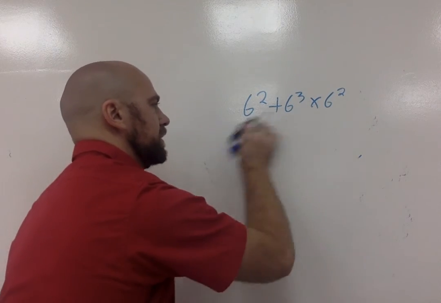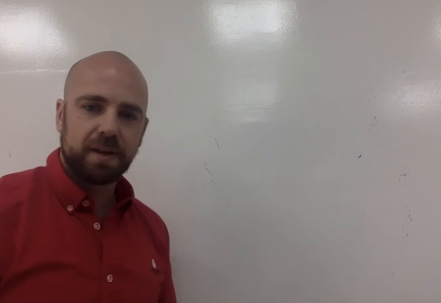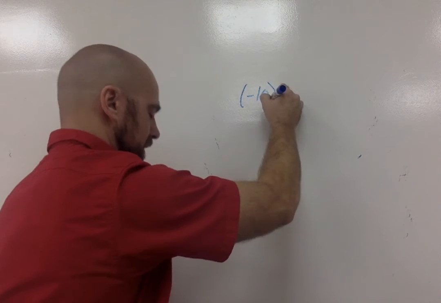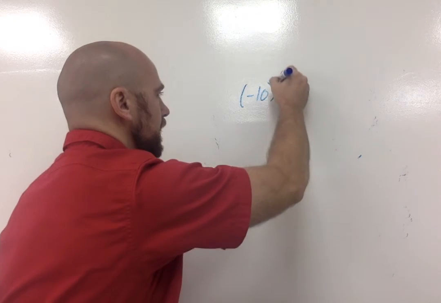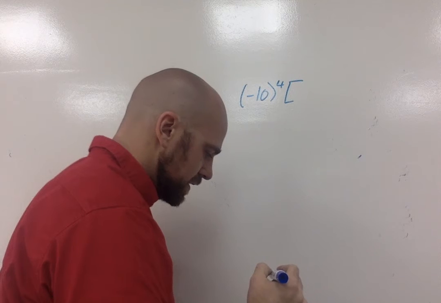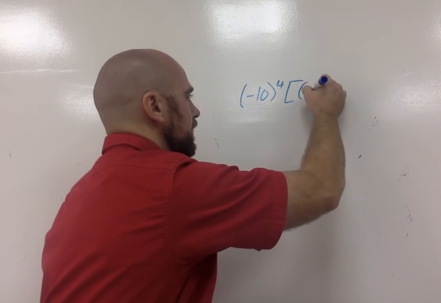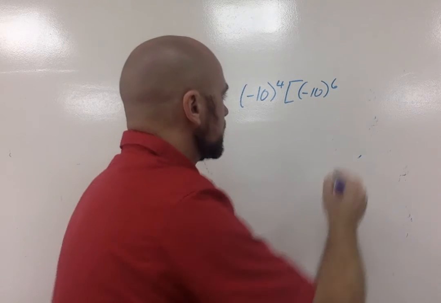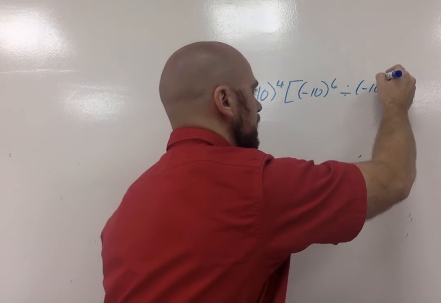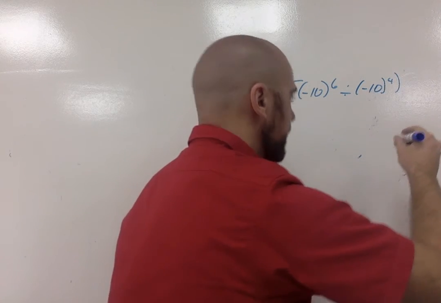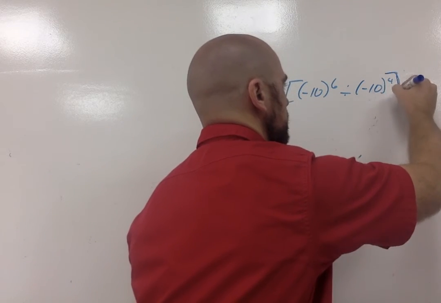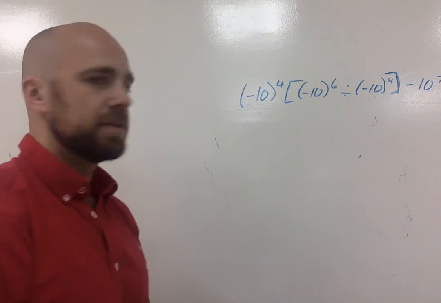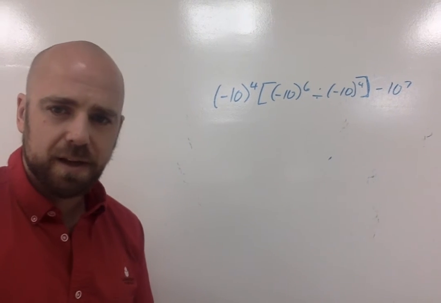I've got one more example similar to this one. And that will be the last one. So this one might look confusing, but it's not if you just follow the rules. Okay? Times 10. And then here we've got negative 10 to the power of 6 divided by negative 10 to the power of 4 minus, oops, this is supposed to be a square bracket, minus 10 to the power of 7. All right, slide my camera over a little bit.